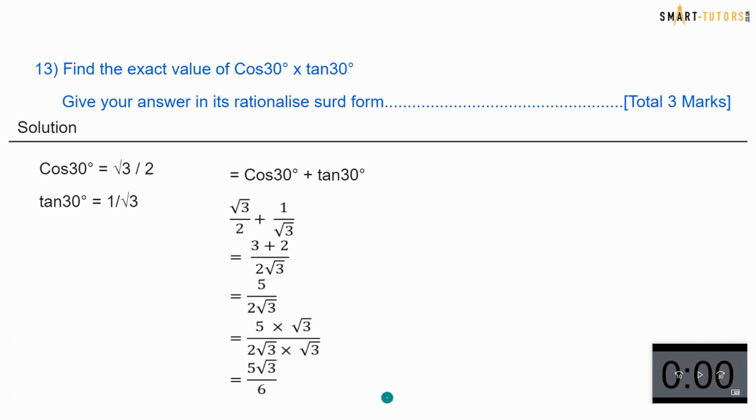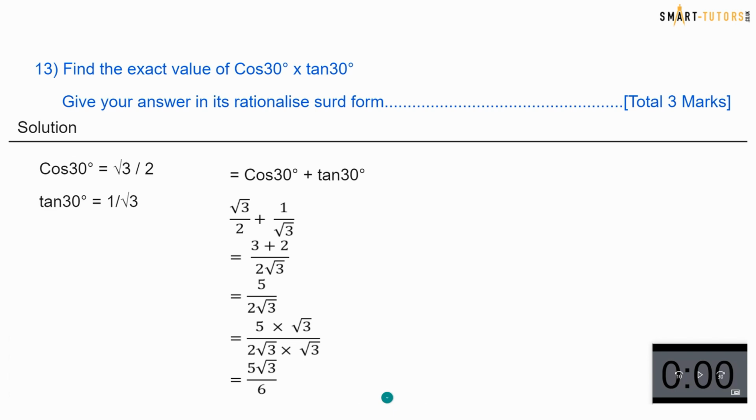So if I want to rationalize, I need to times root 3 top and bottom. So root 3 on the top, 5 root 3. Then root 3 at the bottom, root 3 times root 3 is 3. 3 times 2 is 6. So the final answer, 5 root 3 over 6.